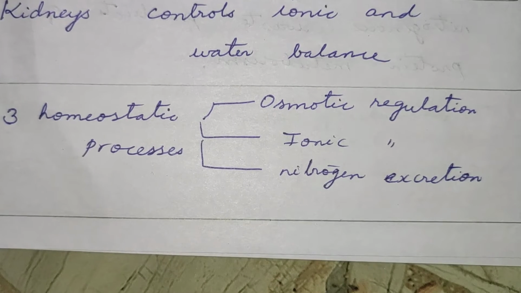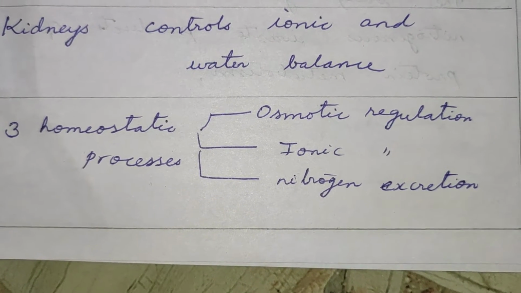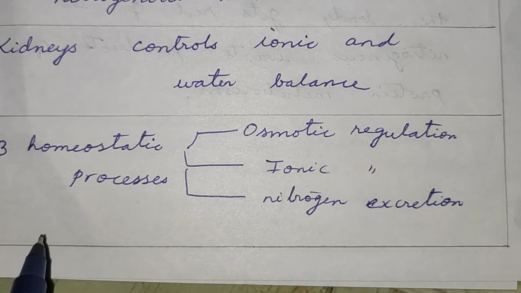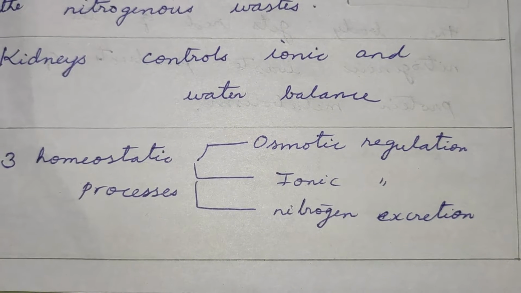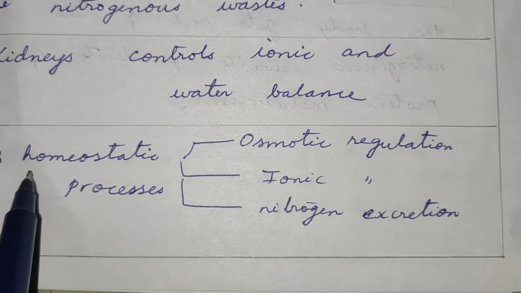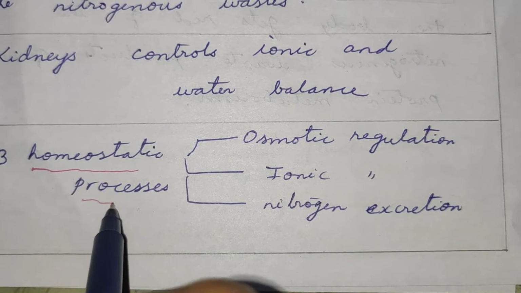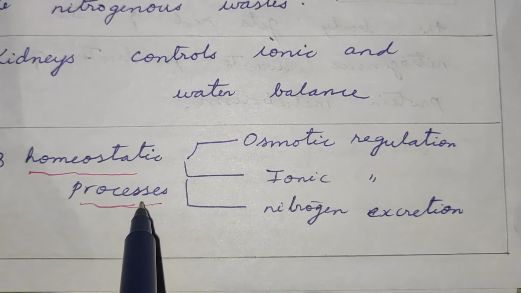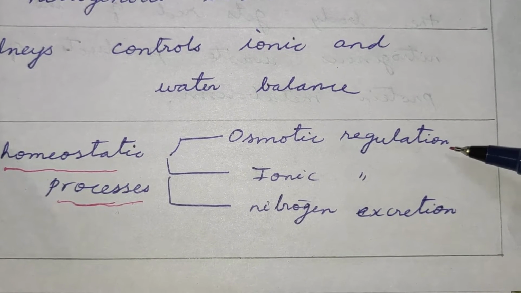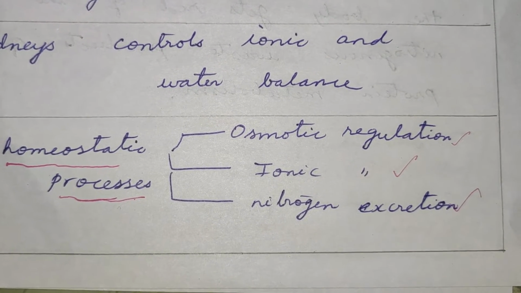Each and every organism has three processes to have a homeostatic process. Homeostatic in the sense maintaining the balance between the internal environment and the external environment. Each and every organism maintains a balance, and that process is called homeostatic process. So this homeostatic process is achieved by three methods: osmotic regulation, ionic regulation and nitrogen excretion.